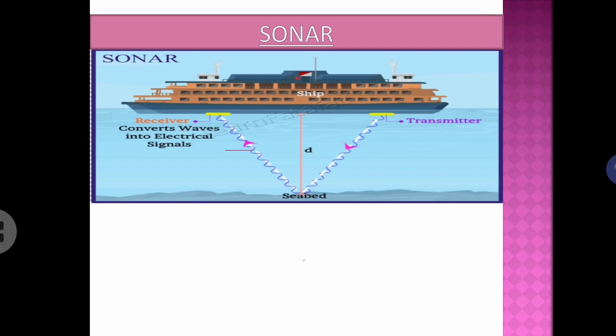The transmitter is transmitting the ultrasonic waves to the sea. These waves touching the seabed get reflected back, and the reflected ultrasonic waves are received by the receiver. So by knowing the speed of sound in water and by noting down the time taken by the ultrasonic waves to reach the sea and back to the ship, we can calculate the distance.